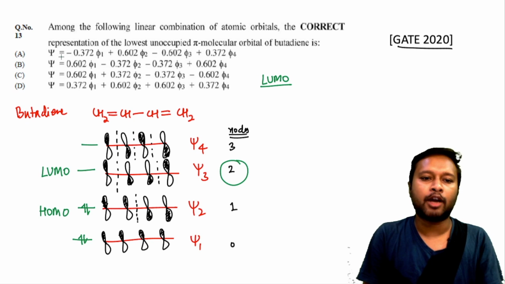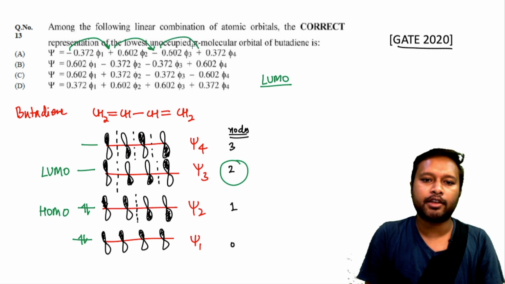So to check the nodes here, you just have to see how many times the sign is changing. In option number A, the sign is changing once, from here to here, then twice, and then again thrice. So how many nodes do you have? 3 nodes in option number A.